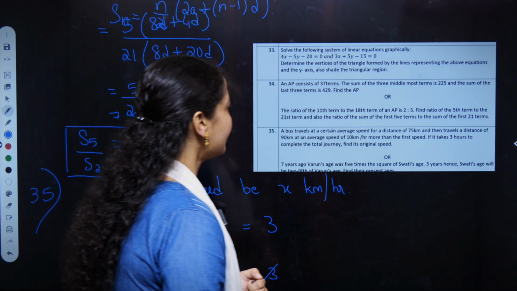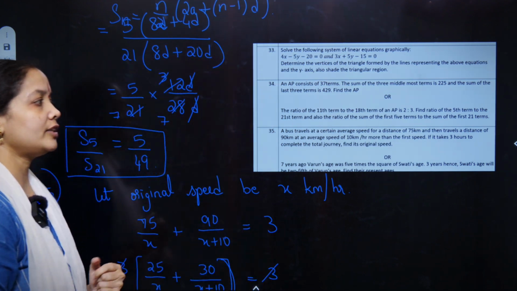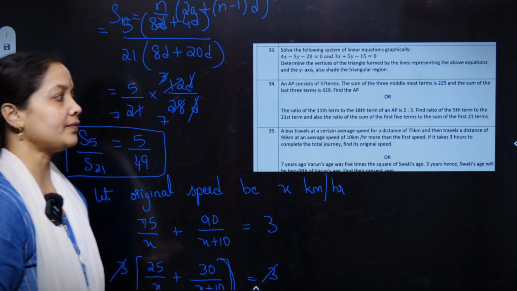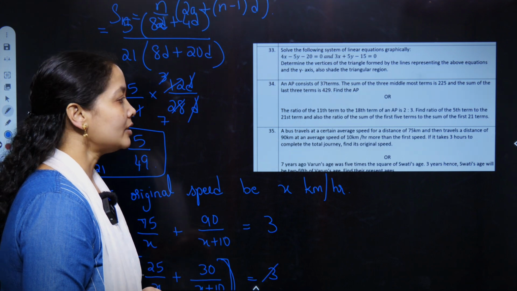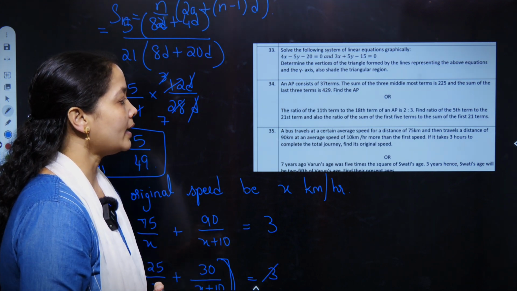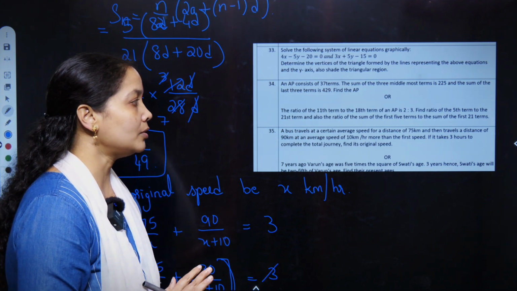The 35th question says that a bus travels at a certain average speed for a distance of 75 km and then travels a distance of 90 km at an average speed of 10 km per hour.